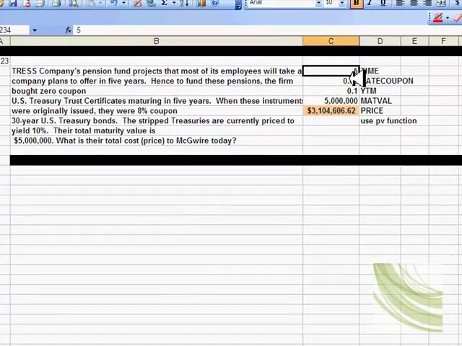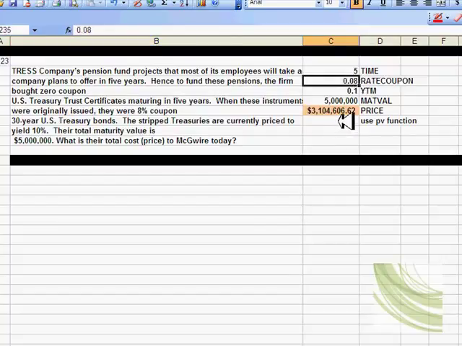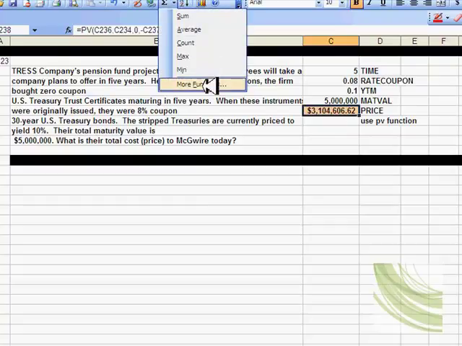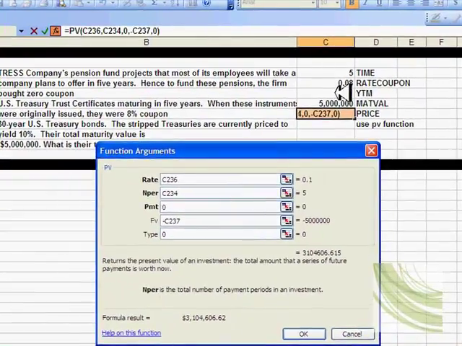So let's enter the time as 5 years because these are maturing in 5 years. Rate is 8% coupon rate stated on the bonds. It yields about 10%. 5 million is its maturity value. So you're trying to figure out the price, or basically the present value of this. So you click on more functions, click on present value. So the rate you have is 10%.